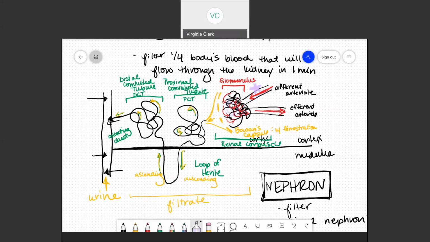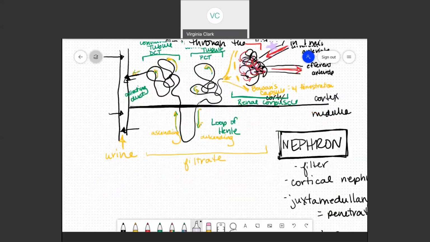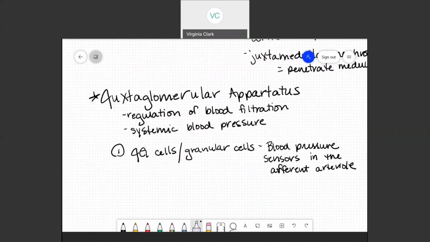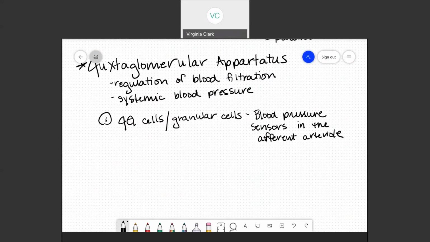Whereas if you have a low pressure coming through your afferent arteriole, your glomerulus is going to have too much liquid for it to be able to process out. So the systemic pressure of the blood flowing through your arteriole and into your glomerulus is highly, highly important to be able to filter out what it needs to. So your juxtaglomerular apparatus is going to be responsible for doing that through the JG cells that are found in your afferent arteriole. A second structure for the juxtaglomerular apparatus is called the macula densa cells.